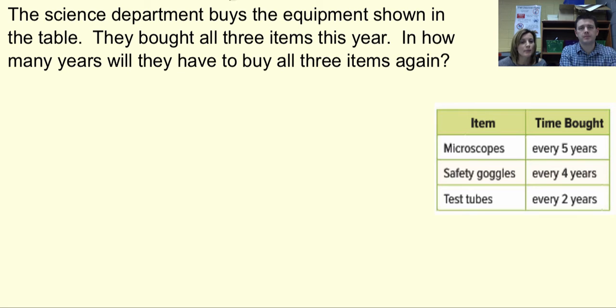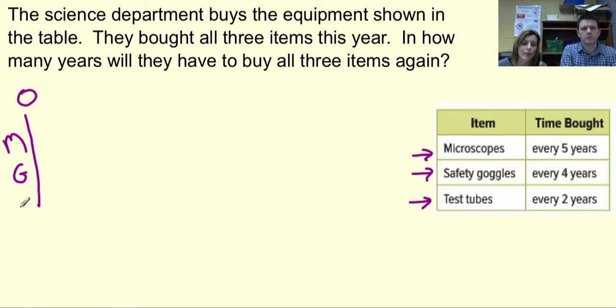The science department buys the equipment shown in the table. They bought all 3 items this year. In how many years will they have to buy all 3 again? Because they are over different intervals, and this is happening in the future, this is the least common multiple problem. You're trying to figure out when 5, 4, and 2 are going to be bought so that they are all bought on the same day. Microscopes, goggles, and test tubes.